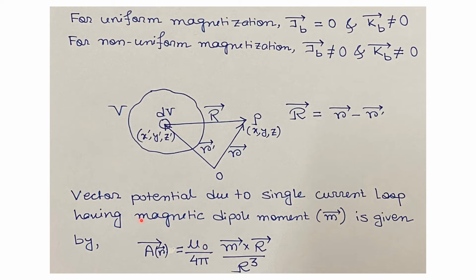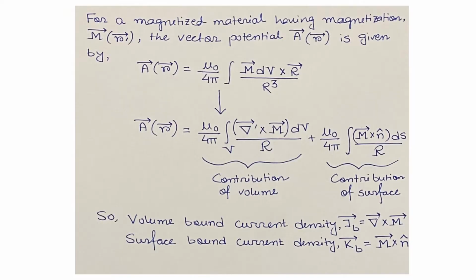Now we know the vector potential due to a single current loop having magnetic dipole moment small m is given by mu naught by 4 pi, m cross r by r cube. Now for a magnetized material having magnetization capital M, the vector potential A vector is given by mu naught by 4 pi, integration over M vector dV cross product with capital R vector by capital R cube.